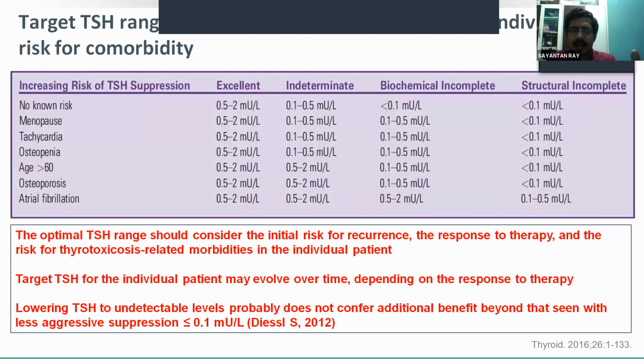So this is the TSH target range for excellent, intermediate, biochemical incomplete and structural incomplete response. What is important? The optimal TSH range should consider the initial risk for recurrence, the response to therapy, and also the risk for thyrotoxicosis-related morbidities, shown on this left side, in the individual patient. And target TSH for the individual patient may evolve over time depending on the response to therapy. And last but not least, lowering the TSH to undetectable levels probably doesn't confer additional benefit beyond that seen with less aggressive suppression, as shown in this particular study.